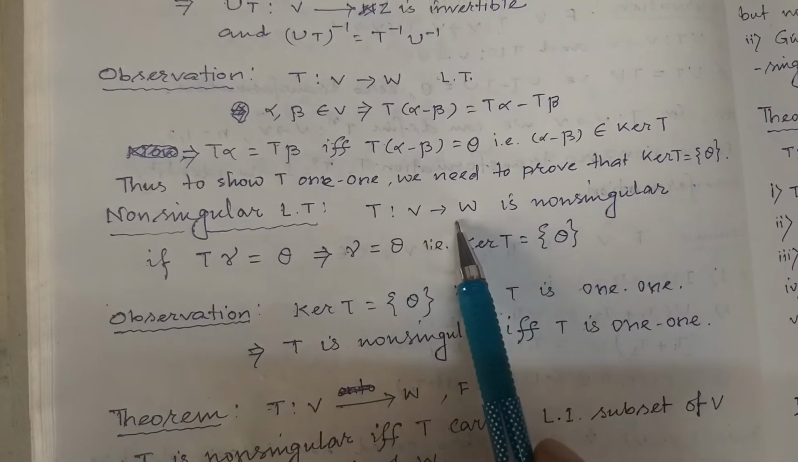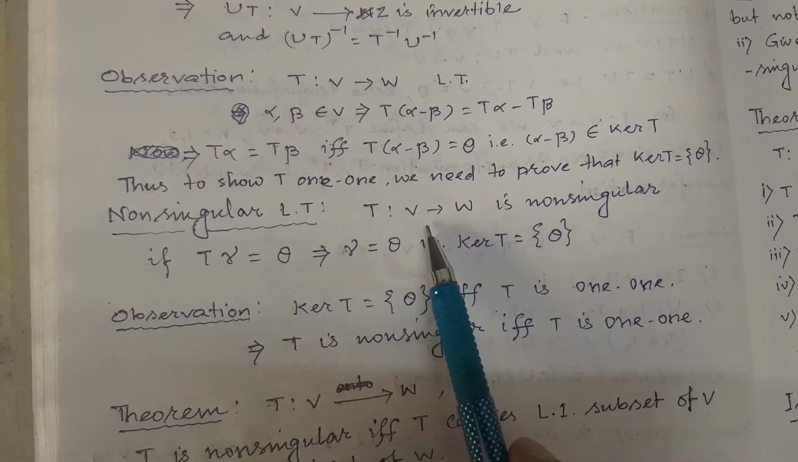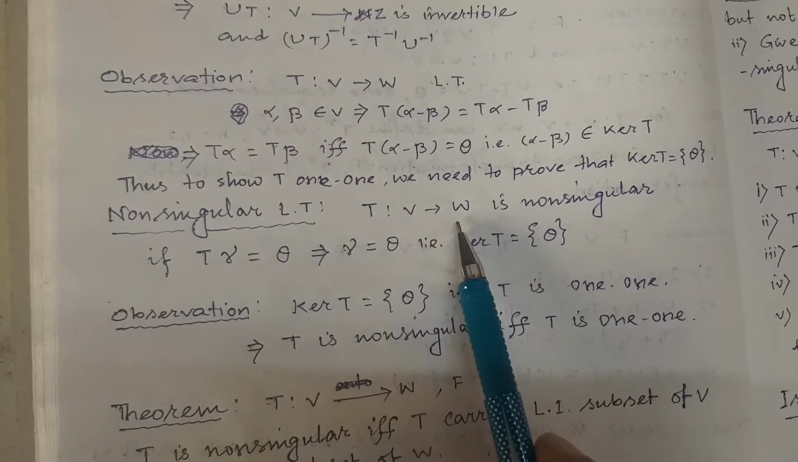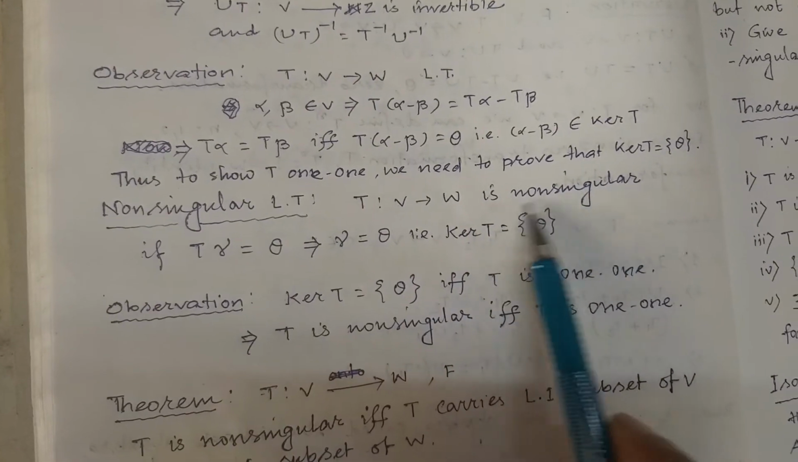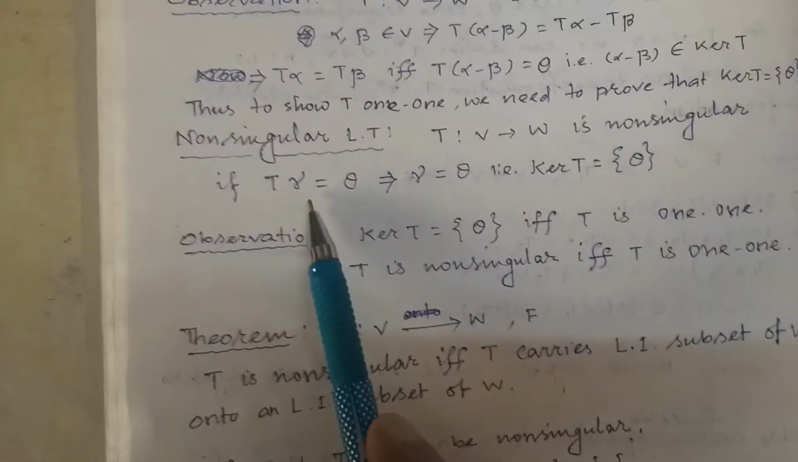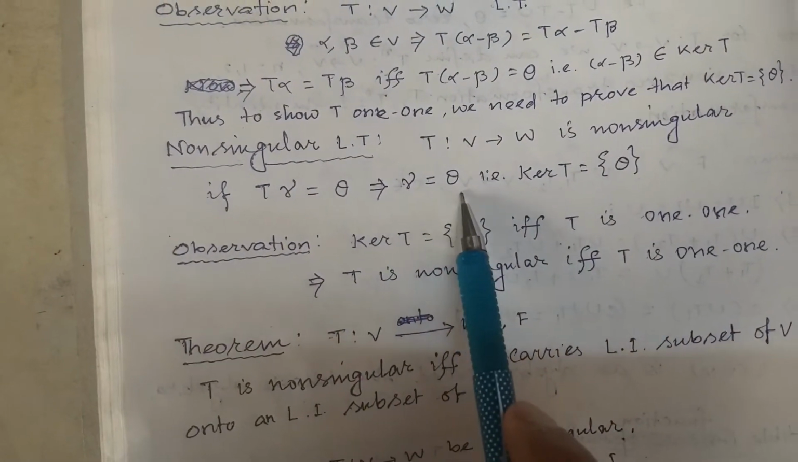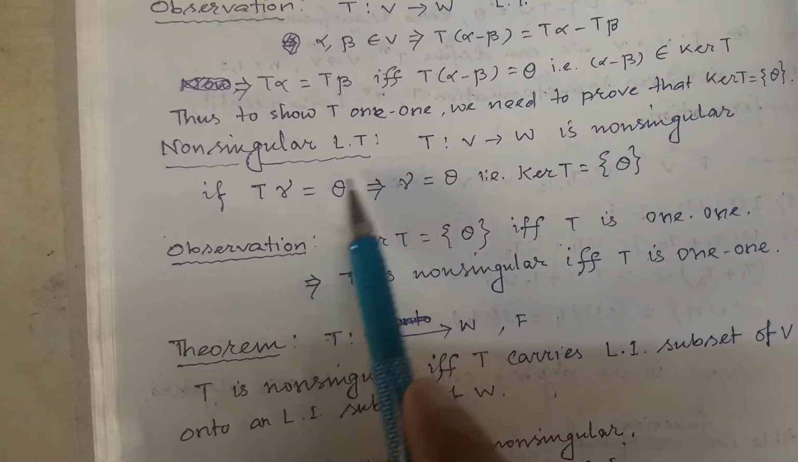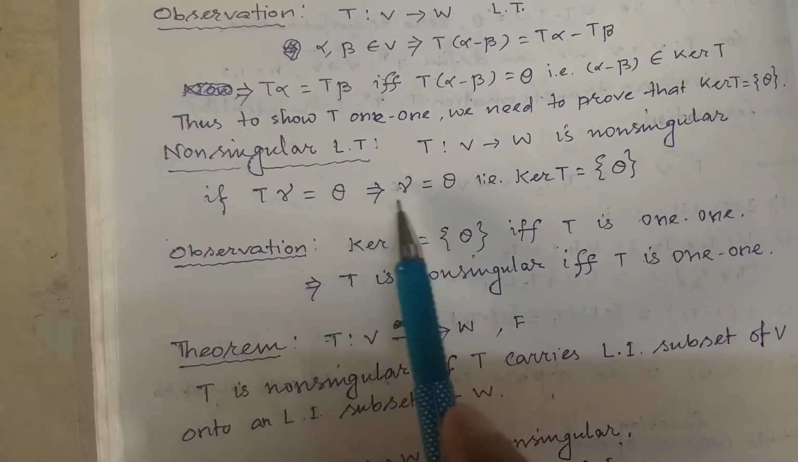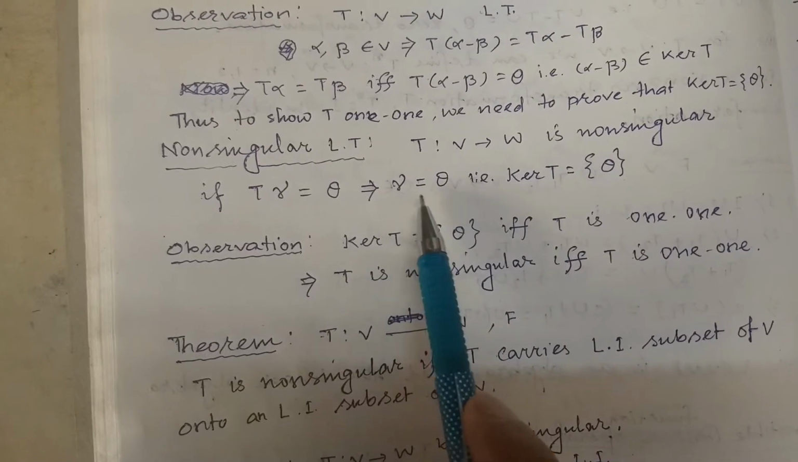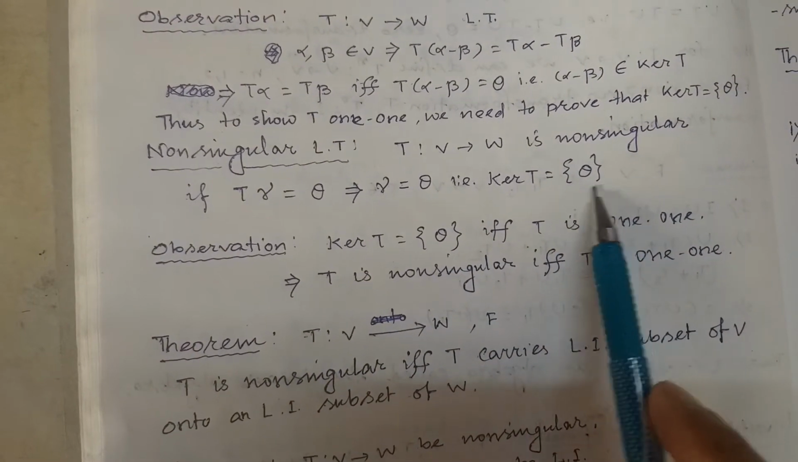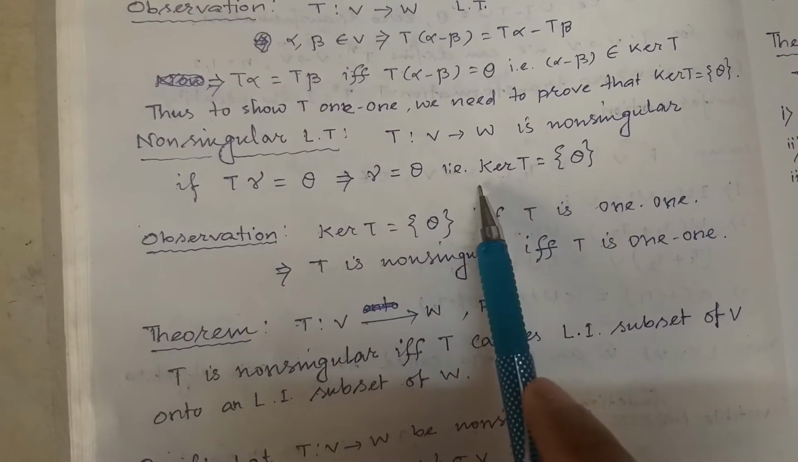Let T be a linear transformation from V to W. Then T is called non-singular if T gamma equal to theta implies gamma equal to theta. That means there is no other case when T gamma equals theta but gamma is non-null. That means ker T contains only the single element theta. Okay.